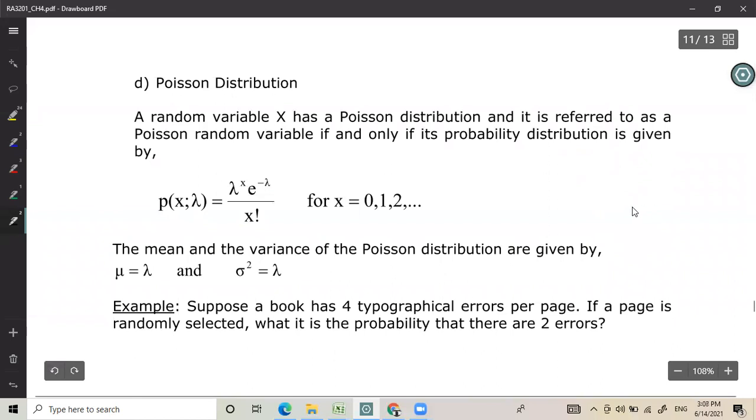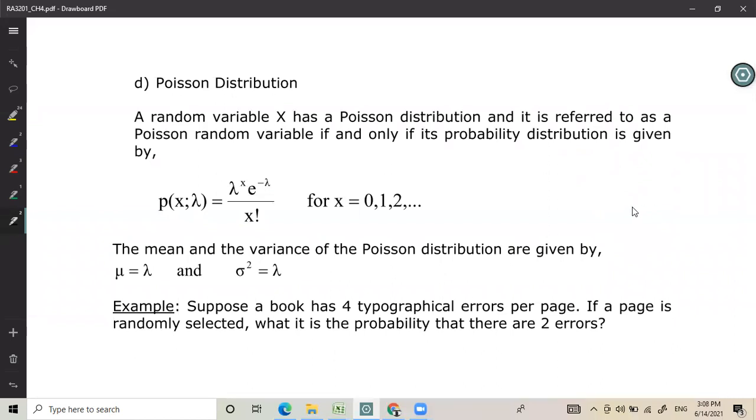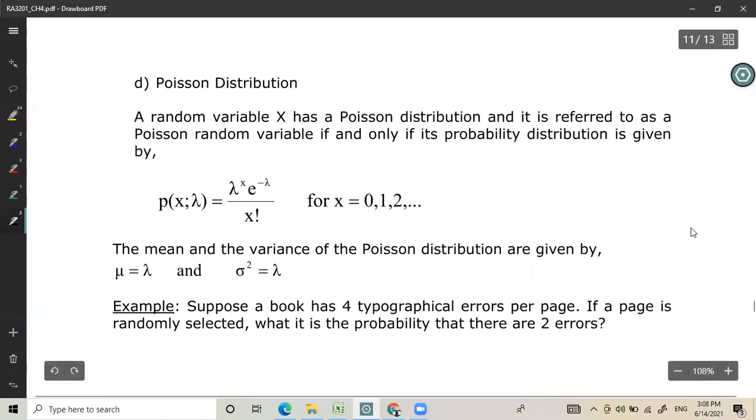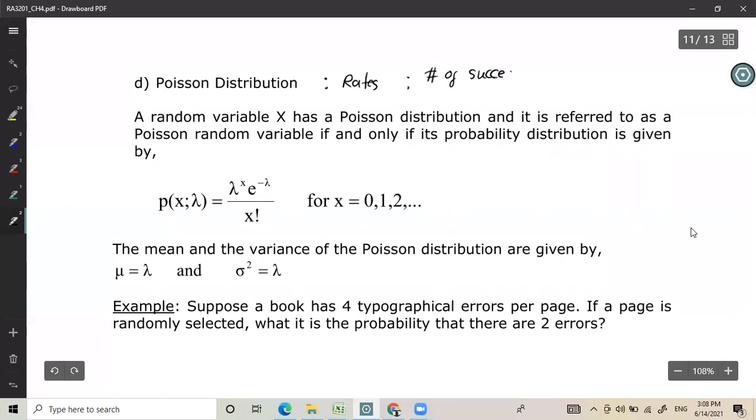Okay, right. So the last distribution that we are going to look at under the discrete case is the Poisson. Now Poisson is something different compared to the previous distributions. This is where we talk about rates. That means you measure the number of successes, let's say, per unit time, or maybe per unit area.